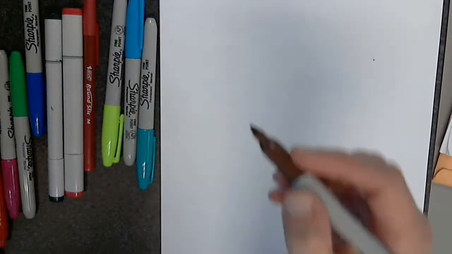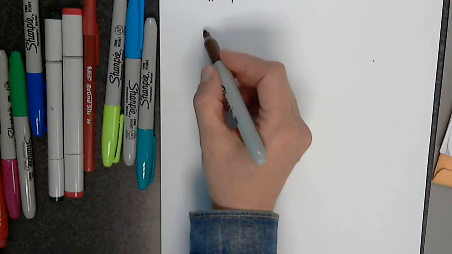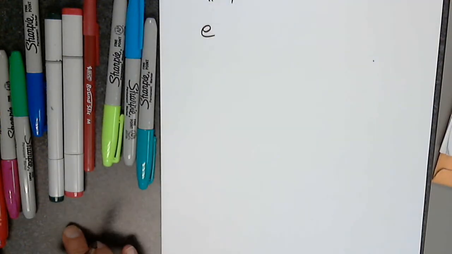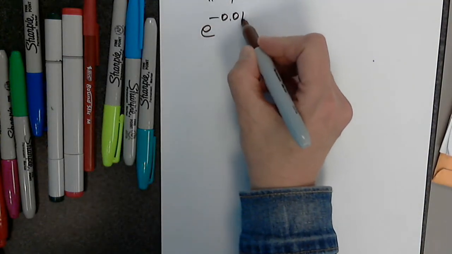Okay, so we picked 24. In 24, we are asked to approximate e to the negative, is it negative 0.015? Am I correct? Yes. Okay.